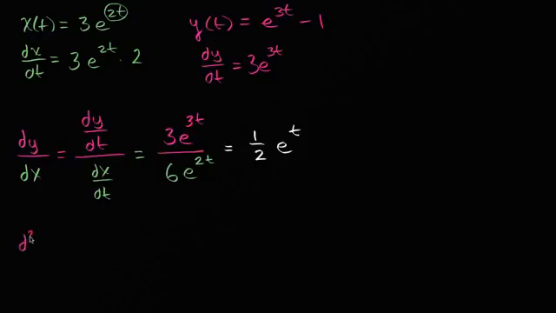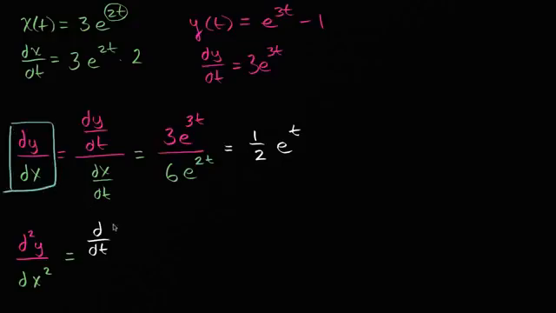How do we find the second derivative of y with respect to x now? And I'll give you a hint. We're going to use this same idea. If you want to find the rate of change of something with respect to x, you find the rate of change of that something with respect to t and divide it by the rate of change of x with respect to t. So what this is going to be, we want to find the derivative of the first derivative with respect to t. So let me write this down.